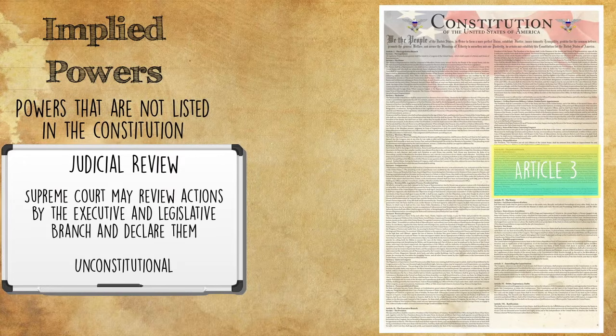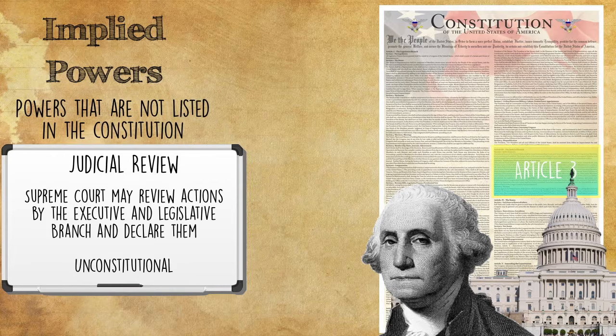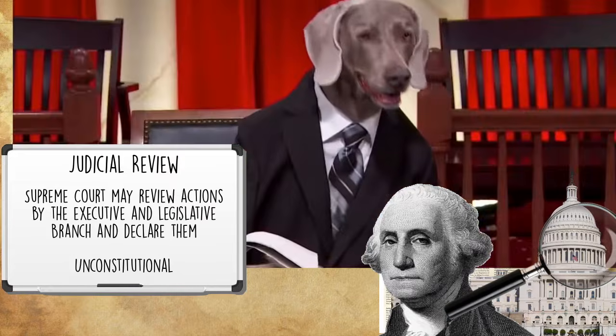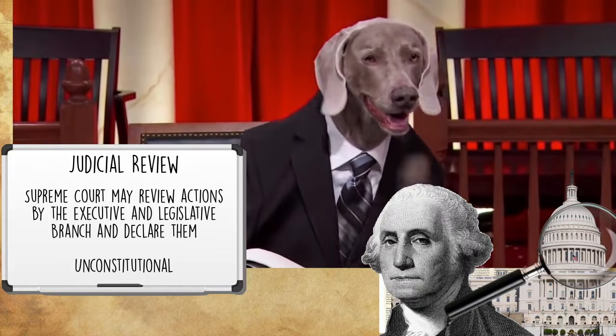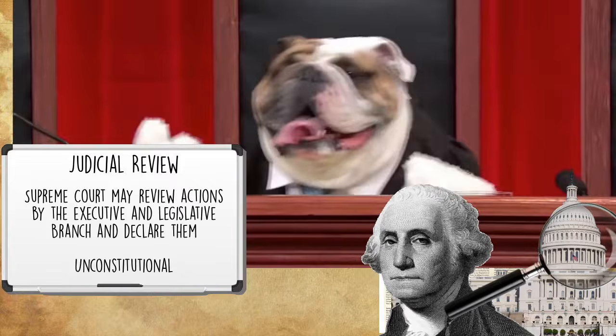And this power basically allows the Supreme Court to review the actions of the president and the lawmakers and declare them unconstitutional, meaning they're not following the rules written down in the Constitution. Therefore, the president or the lawmaker needs to undo what they've done. This is a really big deal.